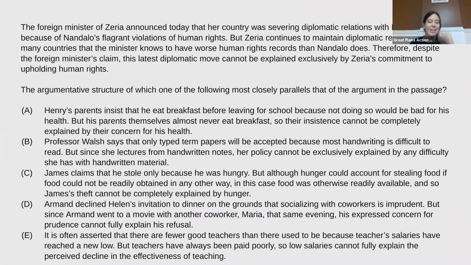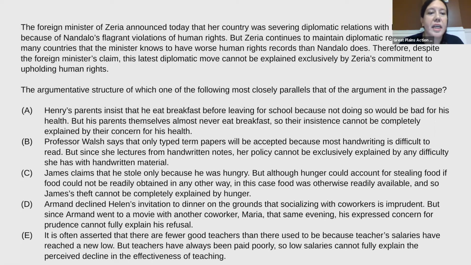All right, so here we have an actual LSAT question from my LSAT book. All right. I will read it, but you can read it on your own as well. Okay, so the foreign minister of Zuria announced today that her country was severing diplomatic relations with Nandalo because of Nandalo's flagrant violations of human rights. But Zuria continues to maintain diplomatic relations with many countries that the minister knows to have worse human rights records than Nandalo does. Therefore, despite the foreign minister's claim, this latest diplomatic move cannot be explained exclusively by Zuria's commitment to upholding human rights.